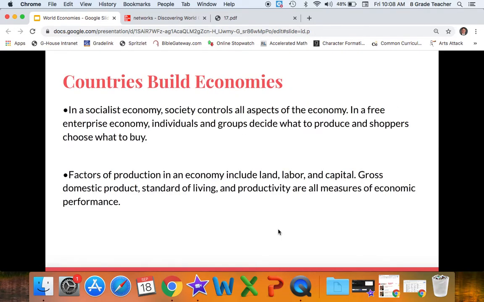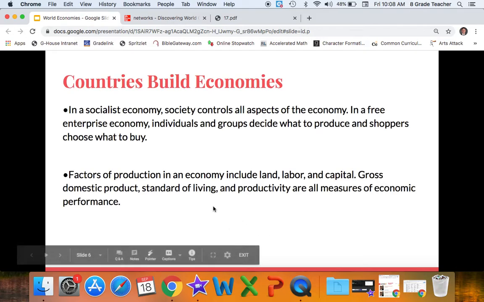As you continue reading through the section on countries build economy, you're going to come to learn about the different types of economic activities. In a socialist economy, society controls all aspects of the economy. In a free enterprise economy, individuals and groups decide what to produce, and shoppers choose what to buy. Factors of production in any economy are included in the land, labor, and capital.